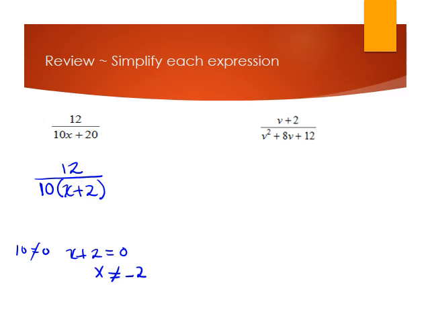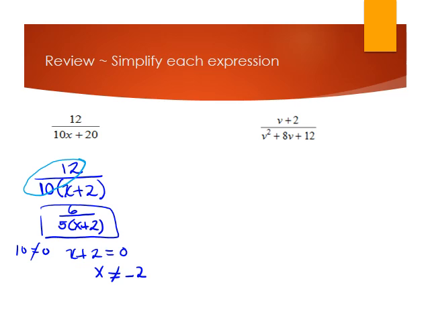From here, once we've looked at the restricted values, we can then just simplify. This is a whole expression, so you can't factor a 2 out. But we can do the 12 over 10, and that just reduces to 6/5. So my final answer is 6/5 times x plus 2. So there's my simplification.